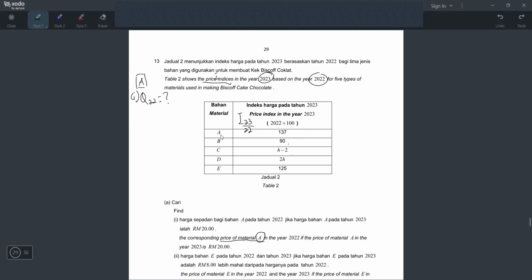What if one day you never see any of these keywords in the question? You never see A, B, C, D, E in the question. Then you take the average. Average means you take the composite index, right? But if they mention A, then of course you have to take 137 later. Okay, let's keep reading.